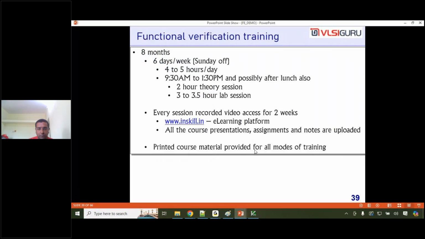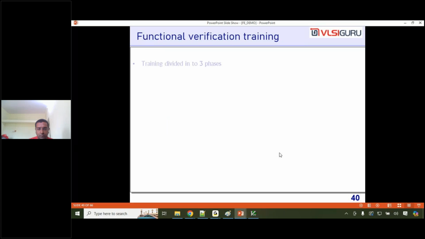Printed course material is provided for all modes of training. Even if it is live training, an e-learning course, or an online course, you will still get the course material. Functional verification training, which I said is 8 months, is divided into 3 phases.